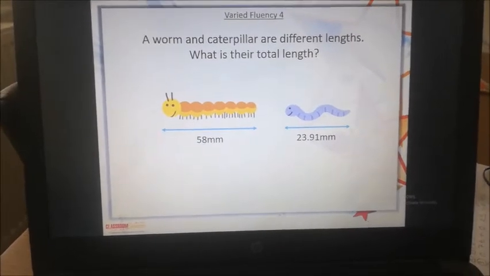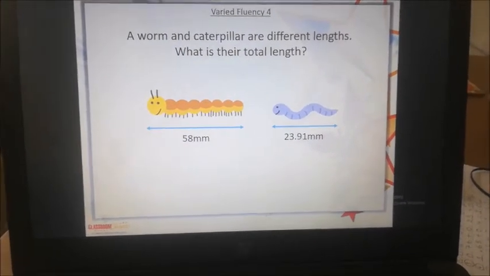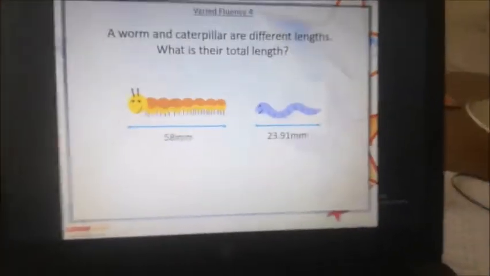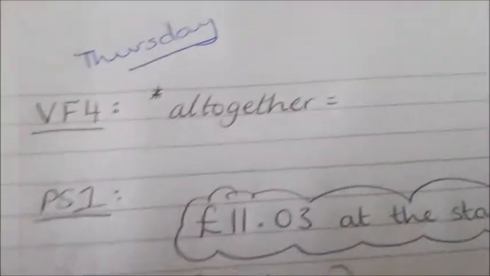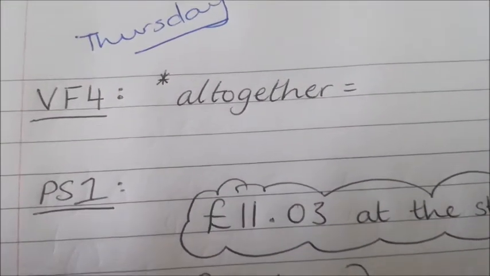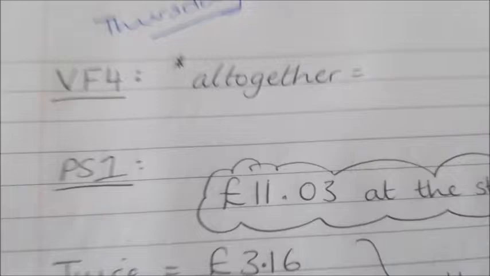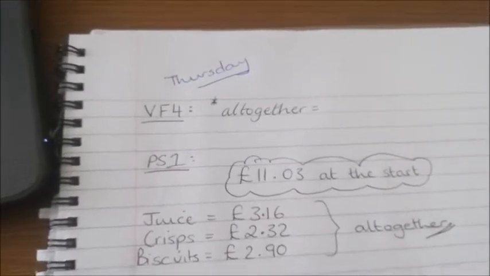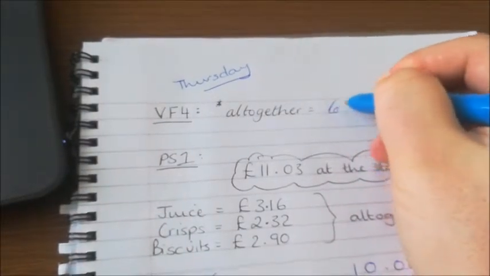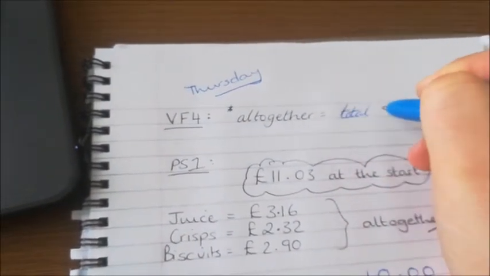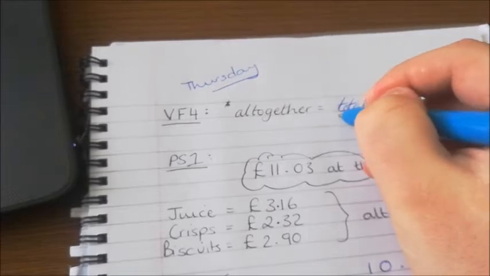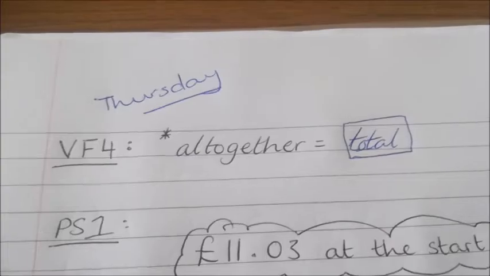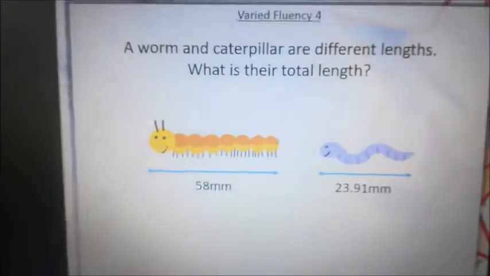Next one, a worm and caterpillar, different lengths. What is their total length? 58 millimeters, 23.91 millimeters. Now, I've picked out the word altogether. What is a word altogether? What does it mean? Altogether. So if Mr. Wade bought 2 cakes, altogether they cost, altogether is the total. Total. So that's all it is. Ooh, trying to put a box around it. Not a very good box. So altogether just means the total. Okay, so work out their totals.